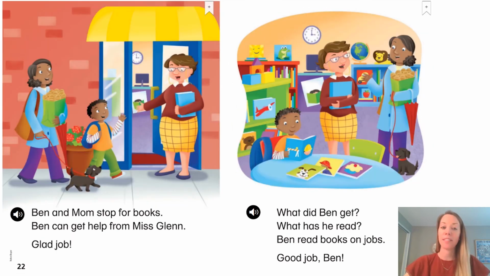Ben and Mom stop in for books. Ben can get help from Miss Glenn.